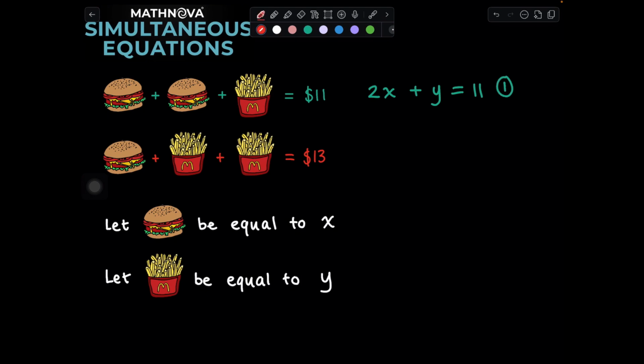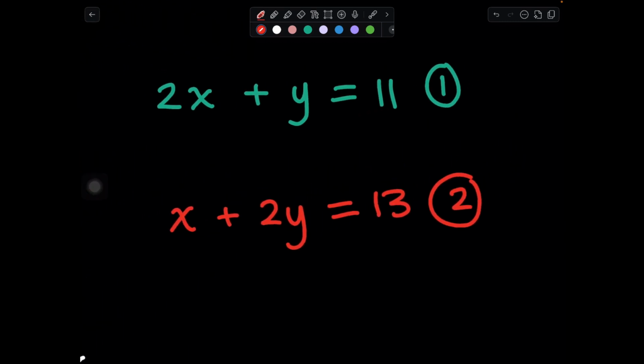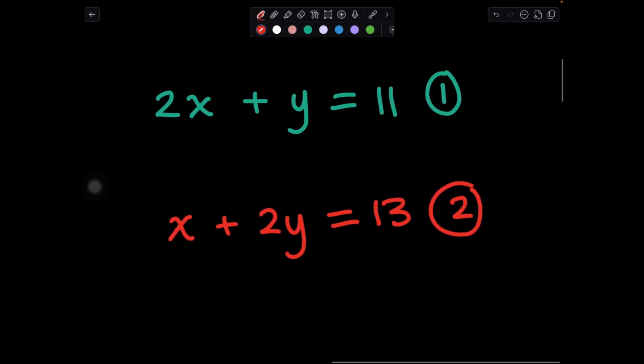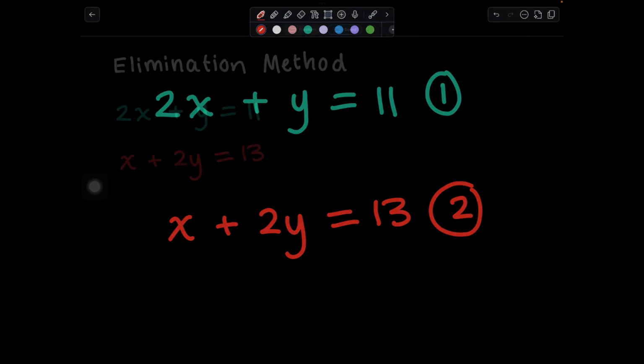Then, for our second line that we have here, we can write x for our single burger, and we can write 2y for our two fries. And we know this whole thing is equal to $13, and that's our second simultaneous equation. So now we have this, which is what I'm going to show you how to solve.